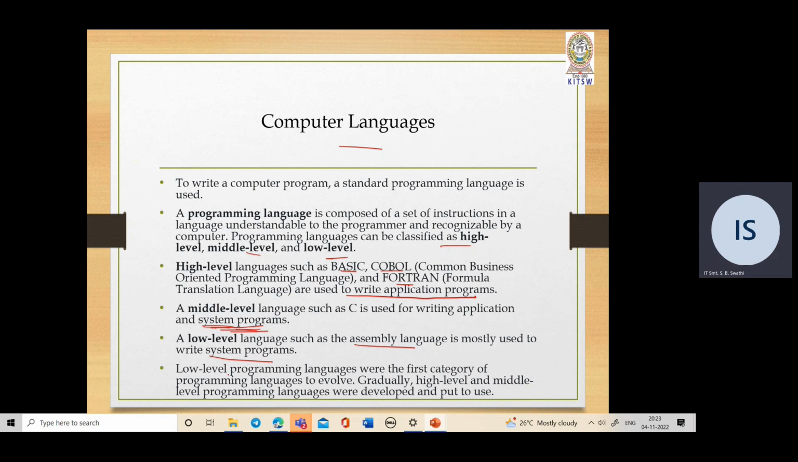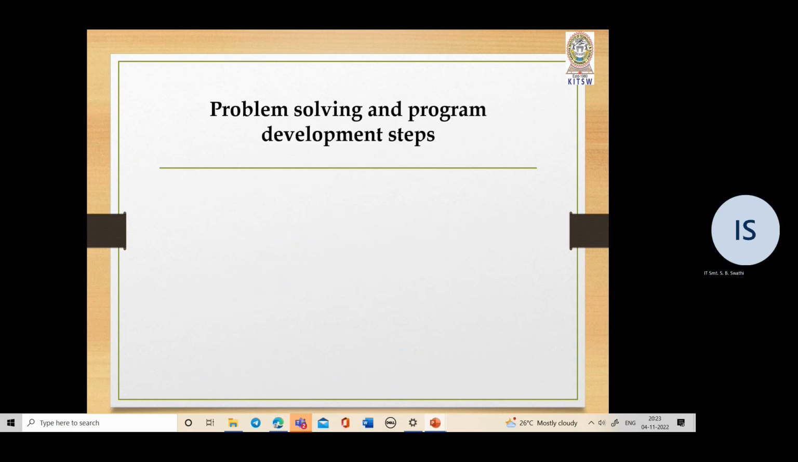So initially, low level programming language was developed. Then, on the advancement, high level and middle level languages were developed because there was some difficulty in the low level language.